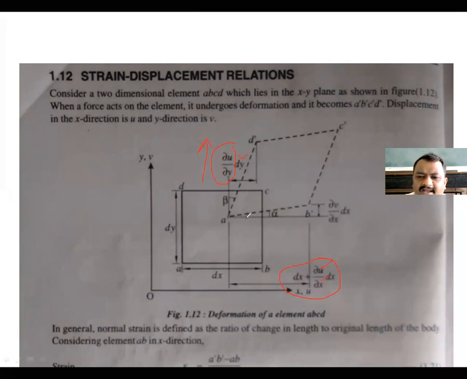Then you have a dash, b dash, c dash and d dash. Totally you can complete it. Now what we have to take out of this is, in general, normal strain is defined as the ratio of change in length to original length of the body. This you know. Strain in the element is the ratio of change in length to original length.